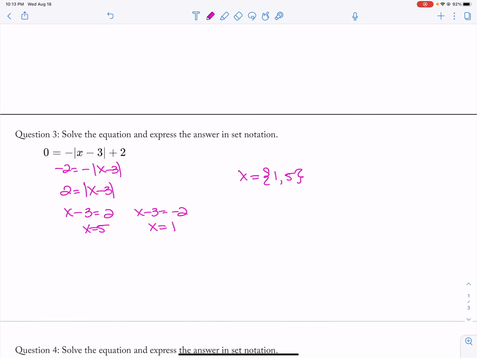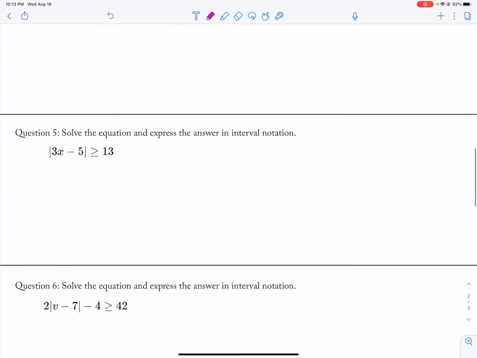Okay, so now we're going to write things in interval notation. So going to number 5, when it's greater than, we split it into 2. So 3x minus 5 is bigger than or equal to 13. So all we do is, for the first one, we just drop the absolute value. Then we do the same thing, but we make the absolute value equal to negative 13. And then we solve. So I add 5 to both sides, so 3x is bigger than or equal to 18. So x is bigger than or equal to 6.